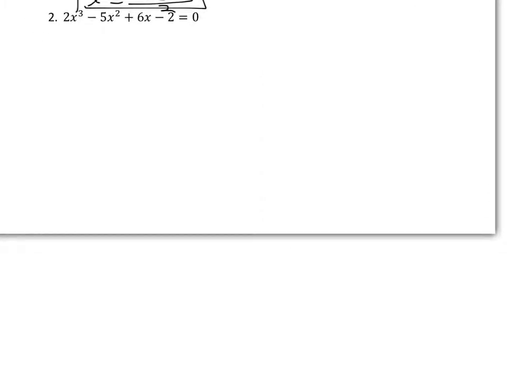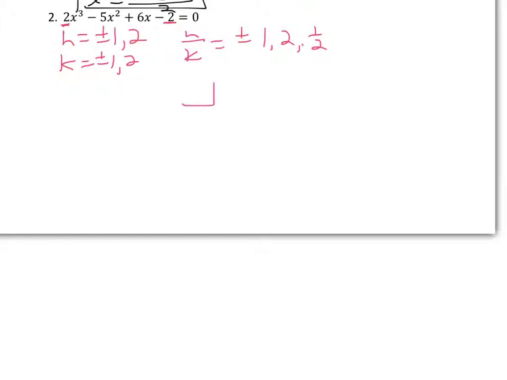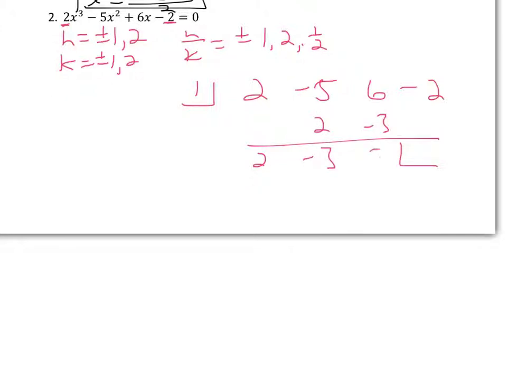Okay, number 2. This one's nice because we have way fewer possibilities for h and k. So plus or minus 1 and 2 for h because it comes from the d, and k is plus or minus 1 and 2 as well, which comes from the a. So the possibilities for h over k are just plus or minus 1, 2, and 1/2. So you have a 1 in 6 chance of getting it right, so just pick one and go with it. We've got 2, -5, 6, -2. You see the alternating signs, so it's probably going to be a positive number. I'll start with 1. 2, -3, 3, 3, 3. Doesn't work. Remainder 1.